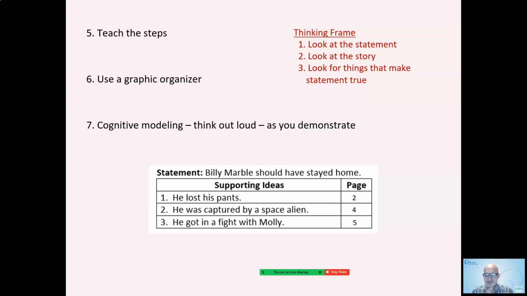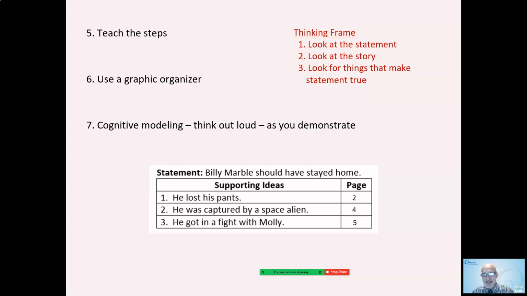Billy should have stayed at home. I see an idea here that may support that. Yes, he lost his pants. Absolutely, that supports that idea. Okay, I'm going to read on now. See how I'm using cognitive modeling, thinking out loud. I use direct instruction. I'm very explicit about teaching the steps, and then I use cognitive modeling.